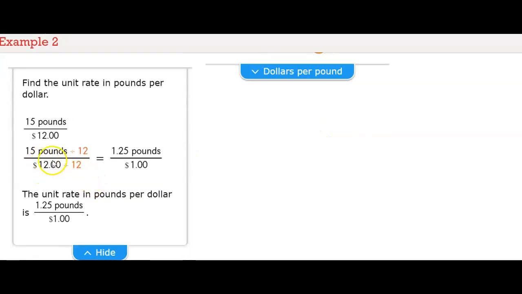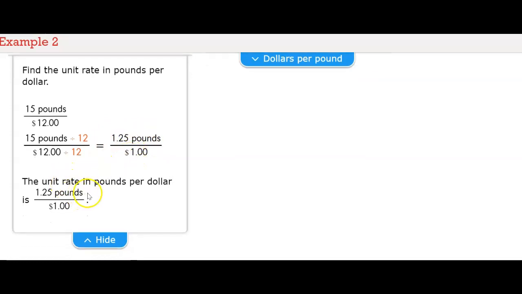So then you take the ratio and you want to solve it for the denominator to be 1. So you know the cost of 1 pound of the oranges. So we divide by 12 because 12 divided by 12 will give us 1. And then you do the same to the top and then you get 1 25 pounds. So the unit rate in pounds per dollar is 1 25 pounds to the dollar.